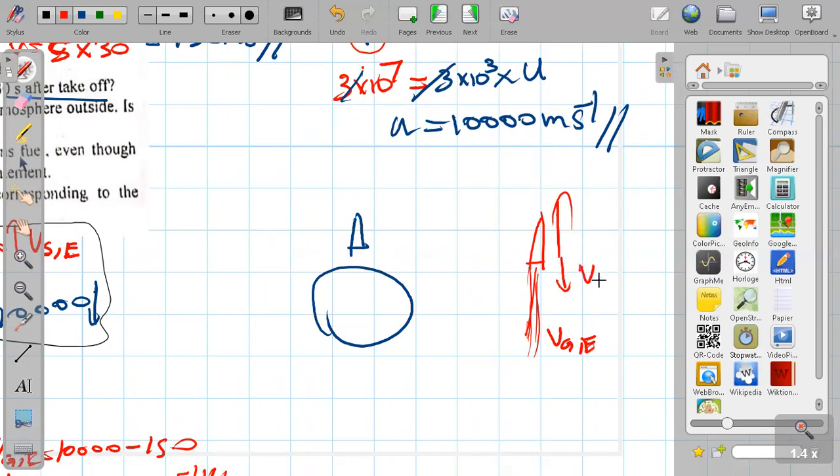Velocity of gas relative to shuttle, it's also downward. The shuttle is the only thing which is moving upward.